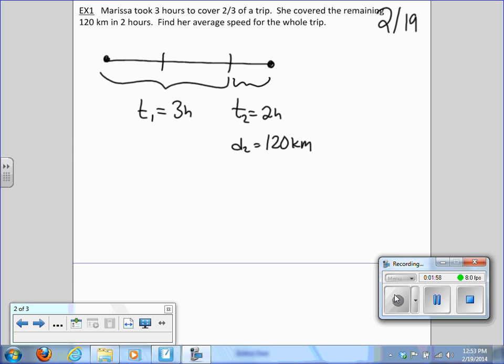Well, let me tell you. These thirds, the 2/3 and the 1/3, refer to distance. Okay, we can't relate that to time. All right, and we're talking about these fractions. All right, now over here, remember we're being asked to find average speed.